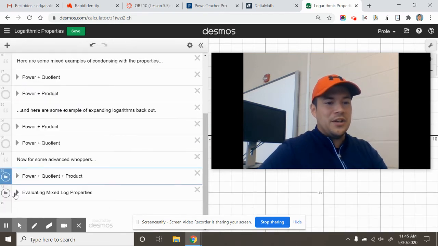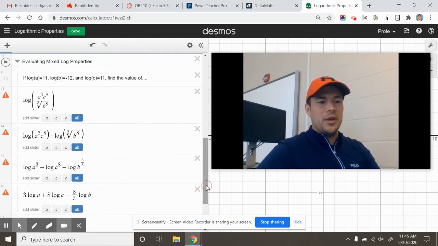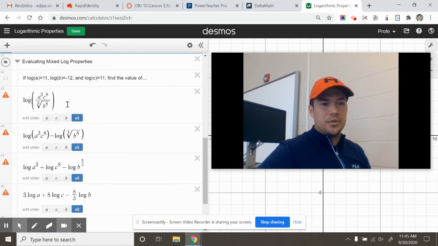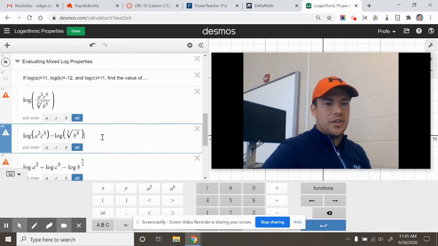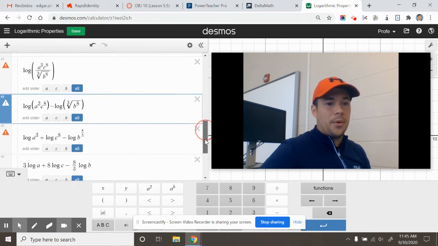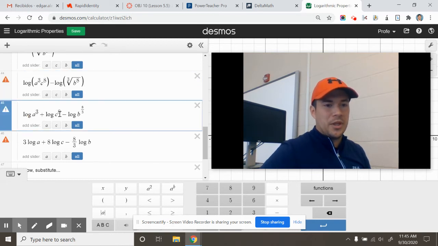And then there are some interesting problems here where we can use those same properties and then evaluate with them. So let's say you had a problem where you are told, okay, the log of A is 11, the log of B has a value of -12, and the log of C has a value of 11, okay? So in addition to expanding a logarithm, you'll have to substitute. So here's a difficult logarithm to expand, but I can tell that it's primarily a quotient. All right, so I'm going to break it up by the quotient property, log of the numerator minus log of the denominator. Then I'm going to break apart this first logarithm into a sum of logarithms by the product property.